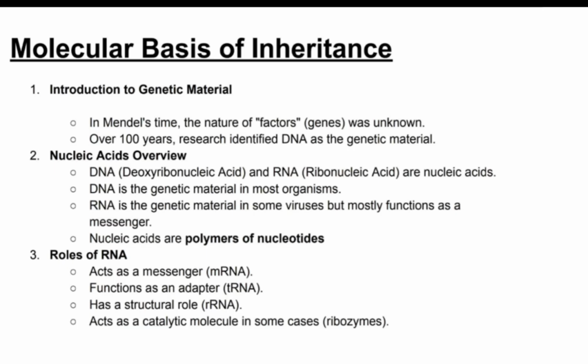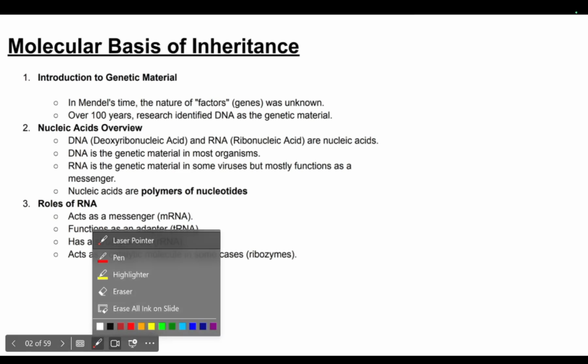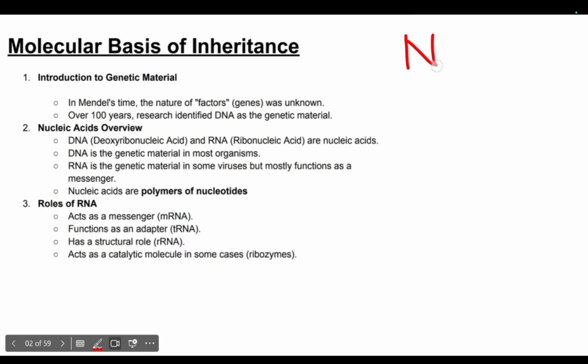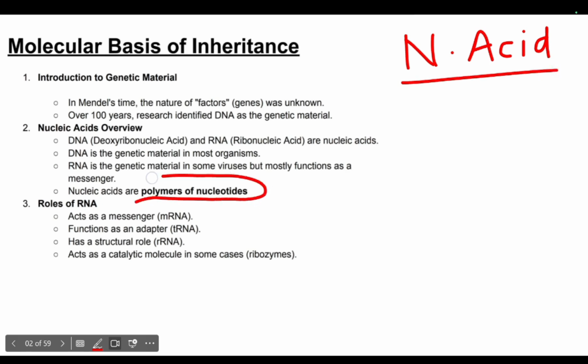We have already seen Mendel's law of inheritance, and in that Mendel talked about factors, but he did not know the nature of the factor. Almost 100 years after Mendel, it was identified that DNA is the genetic material. Nucleic acid is a polynucleotide, meaning it is a polymer of nucleotides. And this nucleic acid can be DNA or it can be RNA.